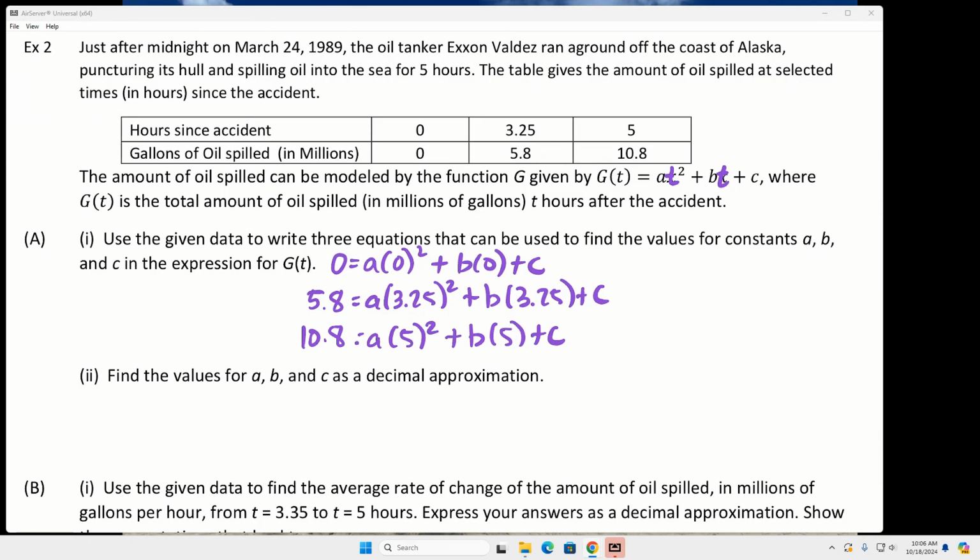Hey Hunter, are you writing G of 0 and G of 5.8? That's wrong. That is a common thing that I saw people do. You will not get the point if you do G of 0 or G of 5.8. It's just 0 equals, 5.8 equals, and 10.8.